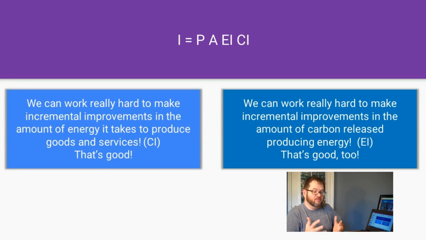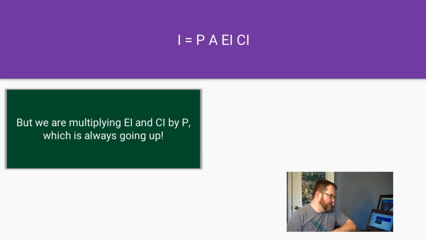Yeah, we can make incremental improvements as to how efficient your factory is and how little energy it takes to produce goods. That's good too. I'm glad we work on that. But here's the thing. If you actually look at this equation, we've got a real problem. Even if we could make some small, and we should make some small improvements on EI and CI, no matter what, we're multiplying that by P, the population. A number that is always going up, going up exponentially.